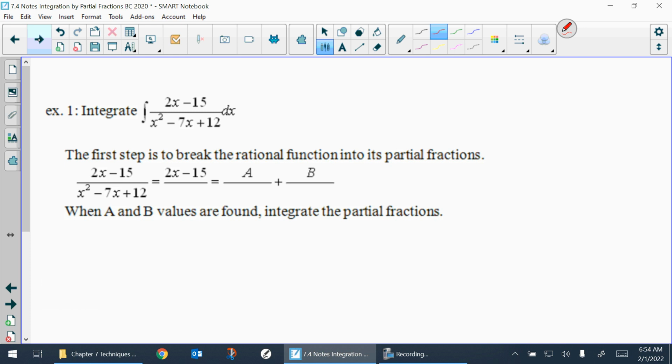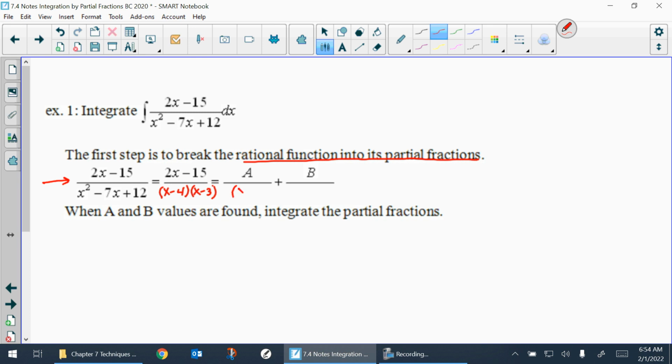So a very similar looking problem here, not 5x minus 17, but we've got 2x minus 15 over this x squared minus 7x plus 12 that we saw in the previous problem. And so the first step is to break the rational function into its partial fractions. Well, what I'll notice as I look at my original problem here is the bottom can be factored into the same x minus 4, x minus 3 that we saw in the previous problem. So let's break this into the sum of two fractions.